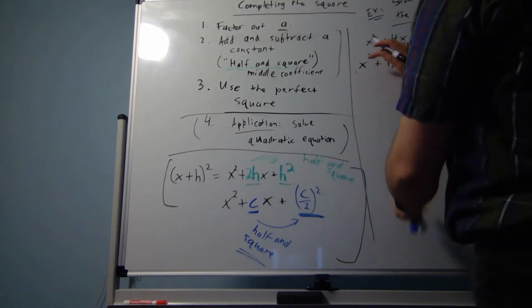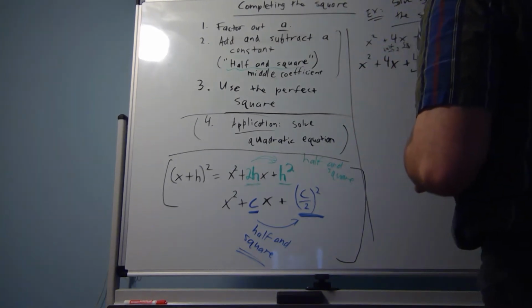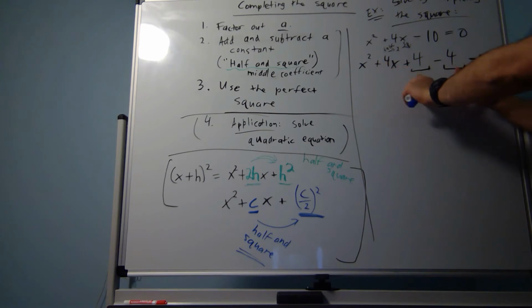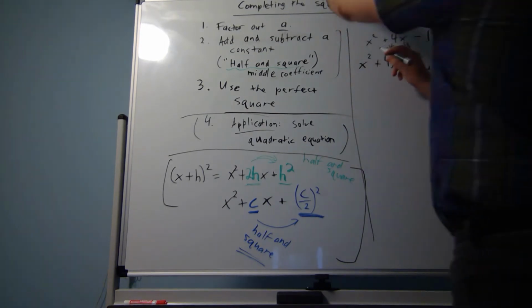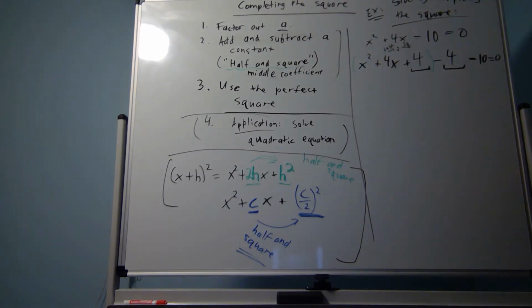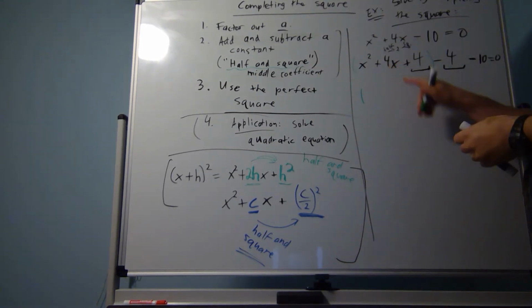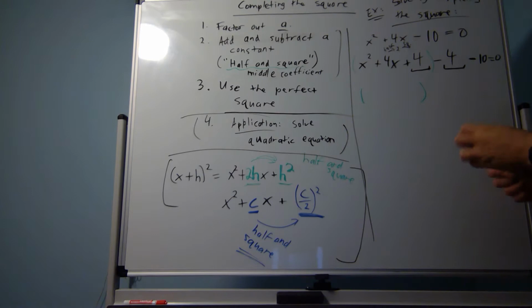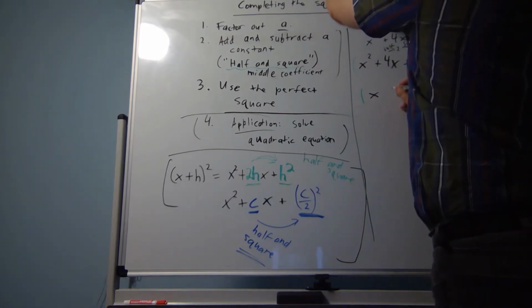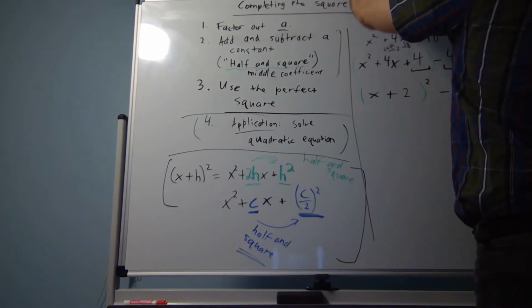The other way of looking at it is, maybe I'll use green parentheses. One way of looking at it is I've added and subtracted a 4, so it's exactly the same equation. But the other way of looking at it is the green parentheses is now a perfect square. And what is it? Well, that half is the constant of this perfect square. So it's x plus 2 squared minus 14 is equal to 0.